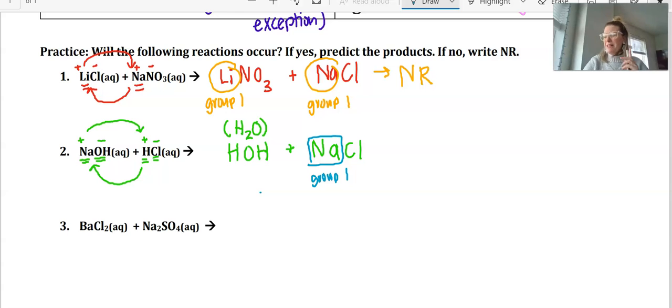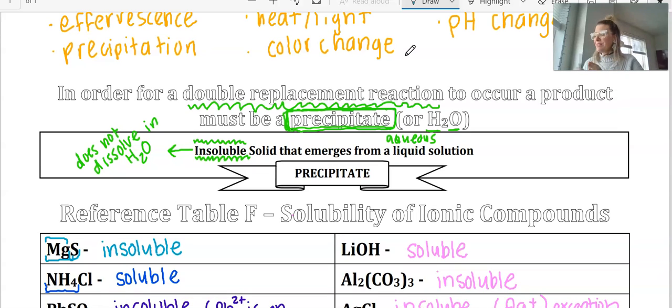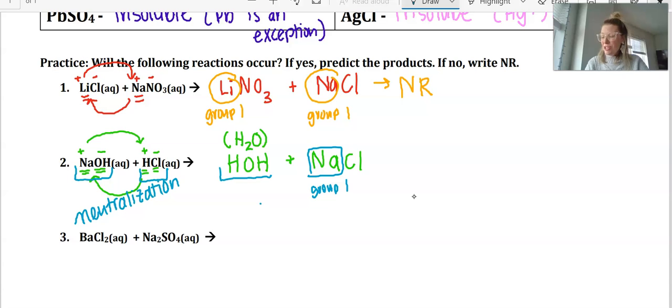But remember up top, I said that there were 2 ways double replacement reactions could occur. Okay, it can occur if there is a precipitate or if H2O is a product. And up here, I talked about how if there's a pH change, then that could result in a chemical reaction. Now, this reaction that we see here, sodium hydroxide and hydrochloric acid, is actually what we call a neutralization reaction. It's taking an acid and a base and producing water. So there's a pH change. This results in a pH of 7. And so yes, there is a double replacement reaction.